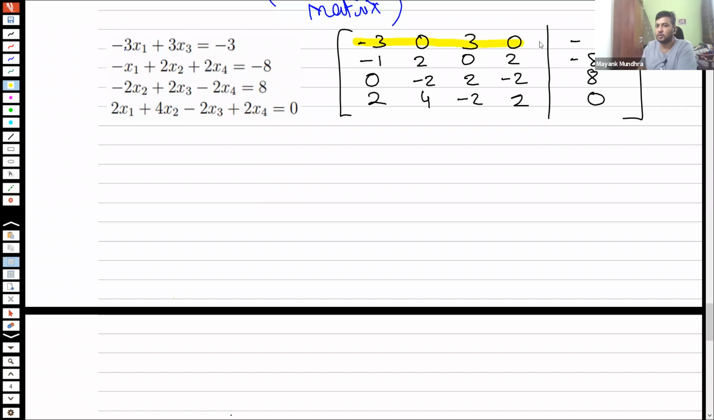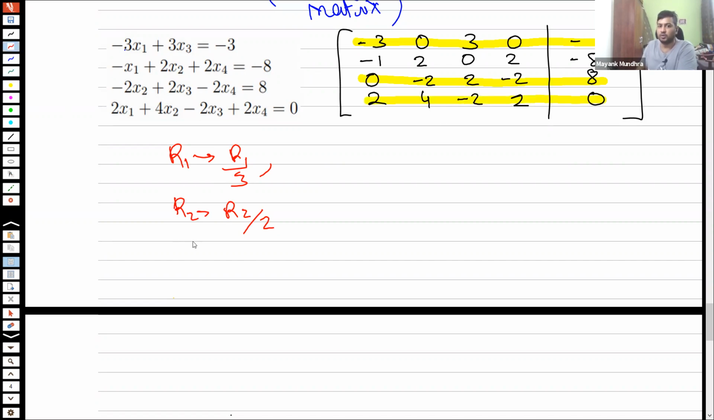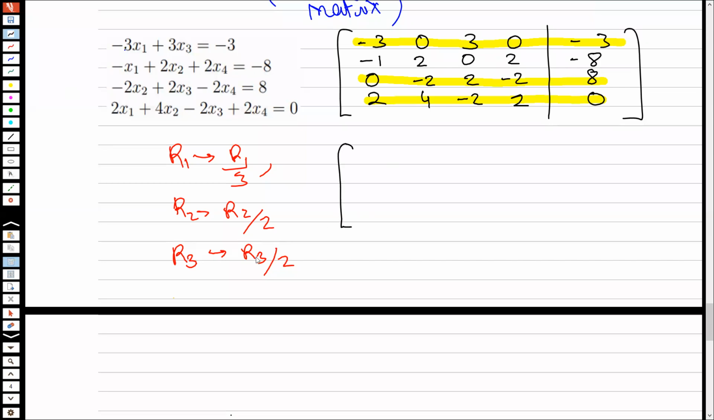You see this entire row is multiples of 3. So you can divide the entire row by 3. So row 1 goes to row 1 divided by 3. Similarly, this entire row is divisible by 2. So row 2 goes to row 2 divided by 2. And this entire row is also divisible by 2. So row 3 also goes to row 3 divided by 2. Sir, it should be row 3 and row 4, right? Oh, sorry, yeah. Row 3 and row 4.